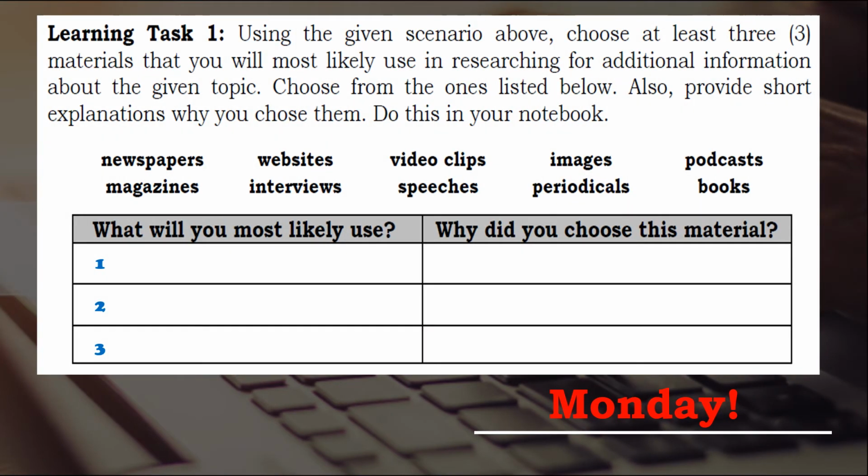So, let us discuss your activity last Monday. Last Monday, you were expected to answer Test 1. The direction says, using the given scenario above, choose at least 3 materials that you will most likely use in researching for additional information about the given topic. Choose from the ones listed below. Also provide a short explanation why you chose them and do this in your notebook.